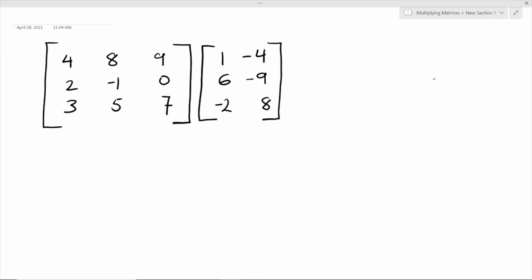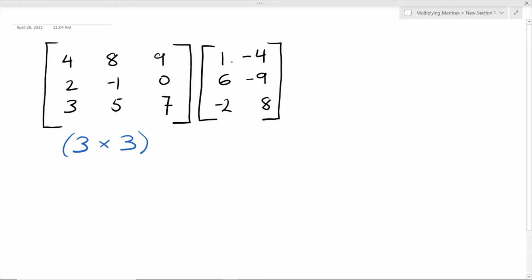Today I'm going to be showing you how to multiply matrices together. So here you can see I have two matrices. When we multiply matrices together, we want to first look at the dimensions of these matrices. Here we have 3 rows: 1st row, 2nd row, 3rd row. And we have 3 columns: 1 column, another column, and another column. So we have a 3 times 3 matrix here.